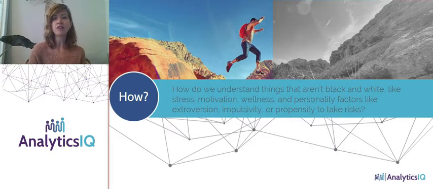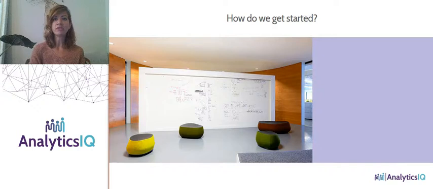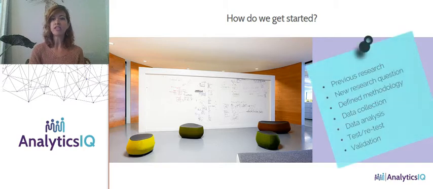So how do we assess complex constructs like stress, motivation, wellness, and personality characteristics like extroversion, impulsivity, or the propensity to take risks? We begin by using our knowledge and understanding of the scientific process to approach everything that we do, beginning with each question that we ask, to the types of response options we offer, to the way that we clean data and sort our data, and finally to the way that we validate every data point that we build.